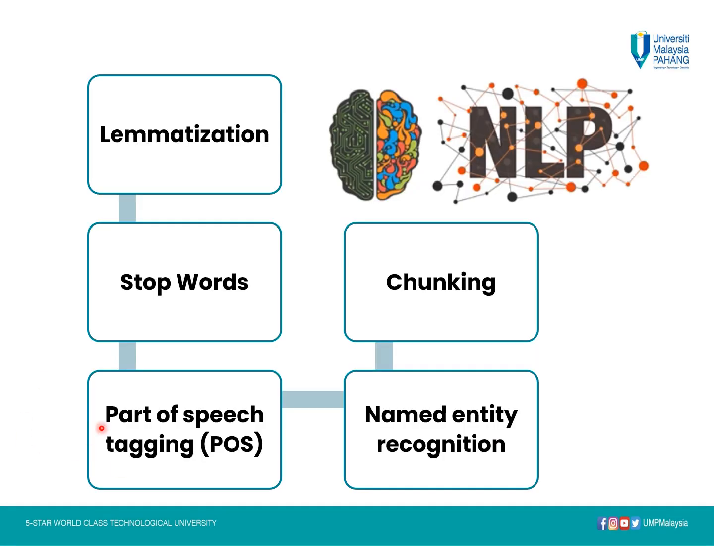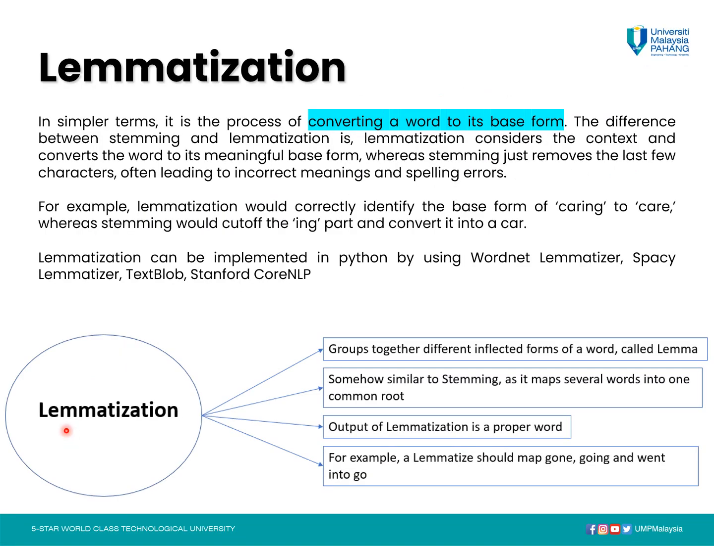Okay, the other steps in NLP preprocessing are lemmatization, stop words, part of speech tagging, or POS for short, chunking and named entity recognition. We're going to start with lemmatization. Lemmatization is actually quite similar to stemming. We convert the words to the base form. So what is the difference? Lemmatization considers whether the word is a meaningful base form, compared to stemming, which just removes the last few characters and sometimes leads to incorrect information. We will see the difference in Google Colab.